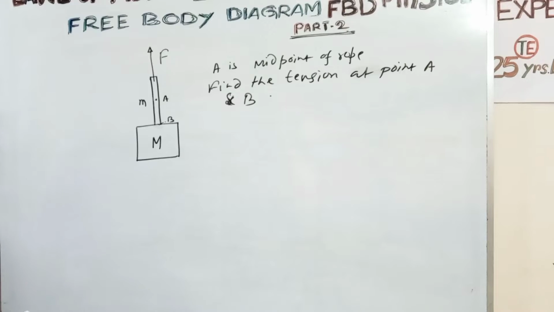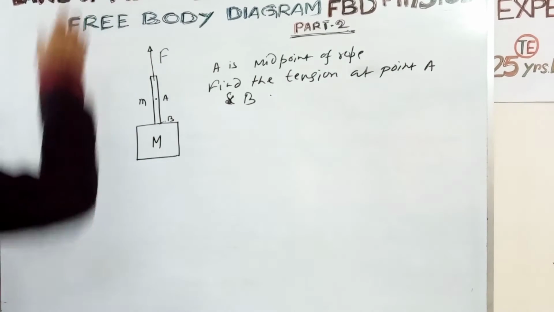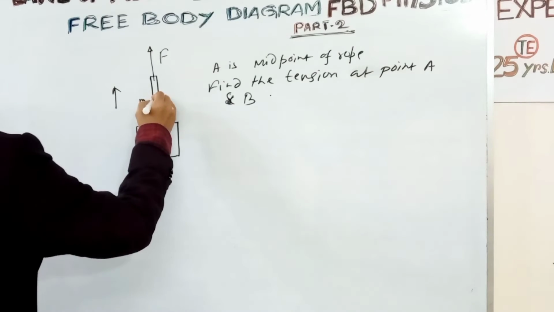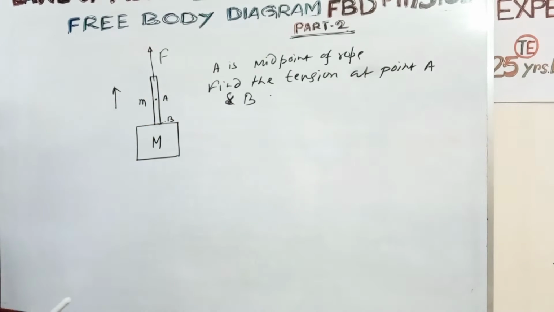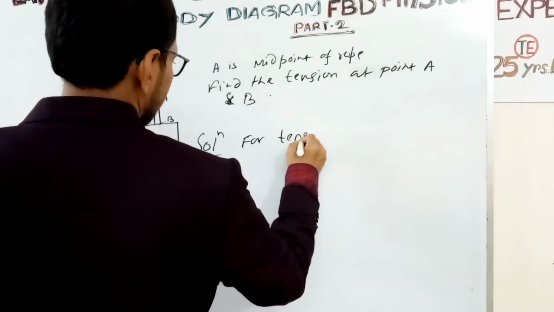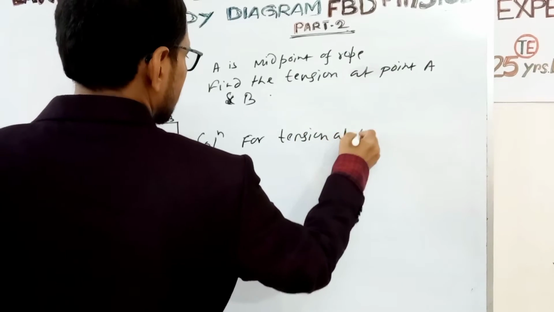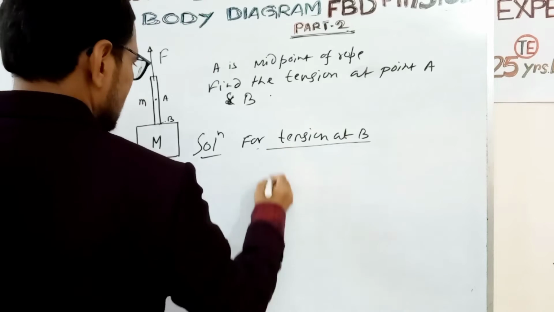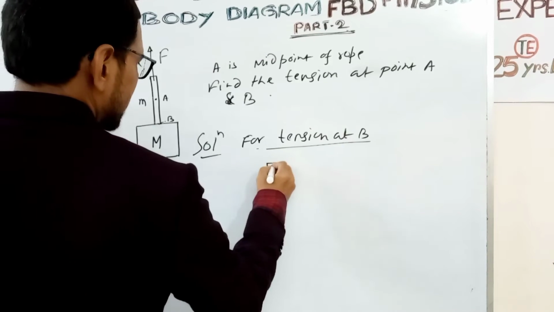So this is the question. Now the whole system has moved upward with a force F. Now find the tension at A and B. A is the midpoint of the rope. For finding the tension at B, we have to draw the free body diagram this way.